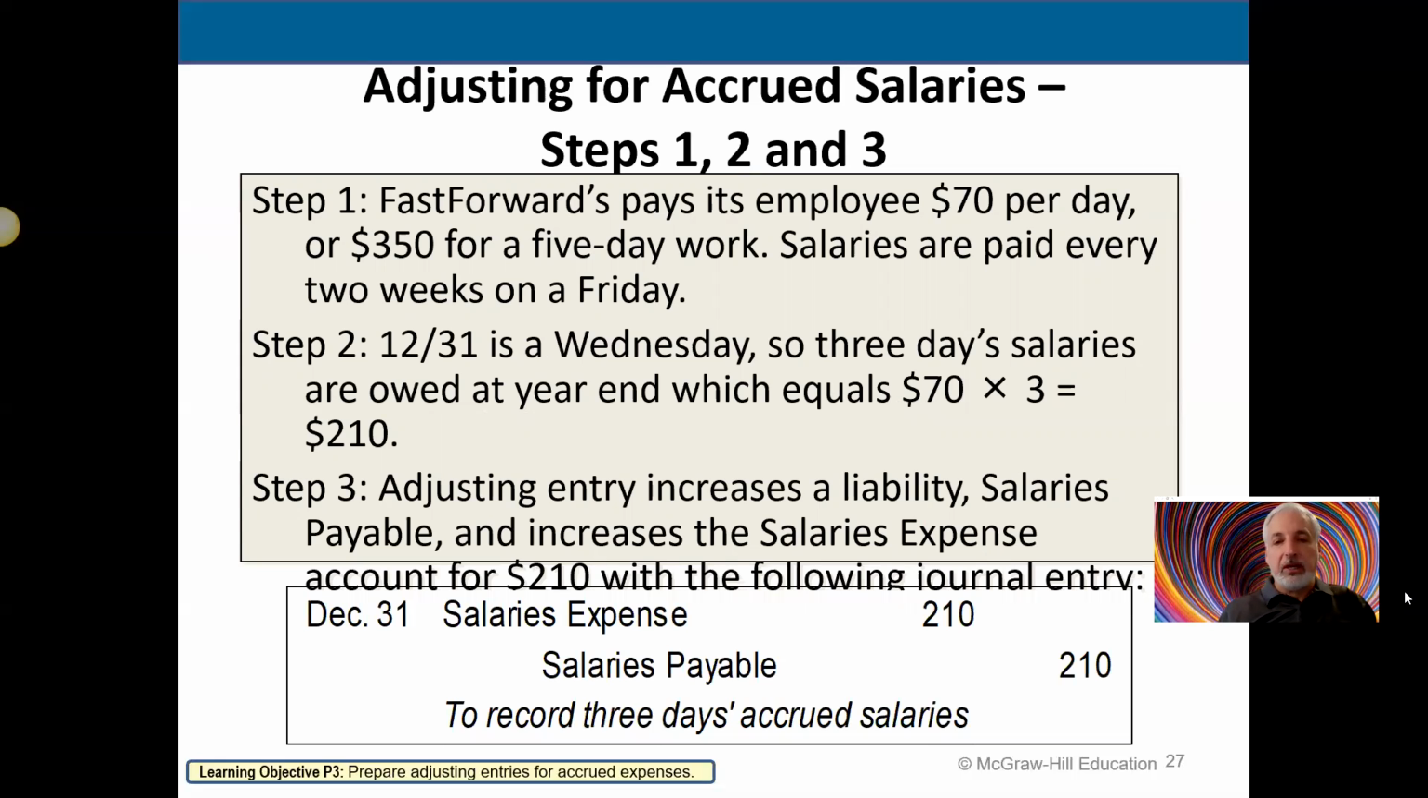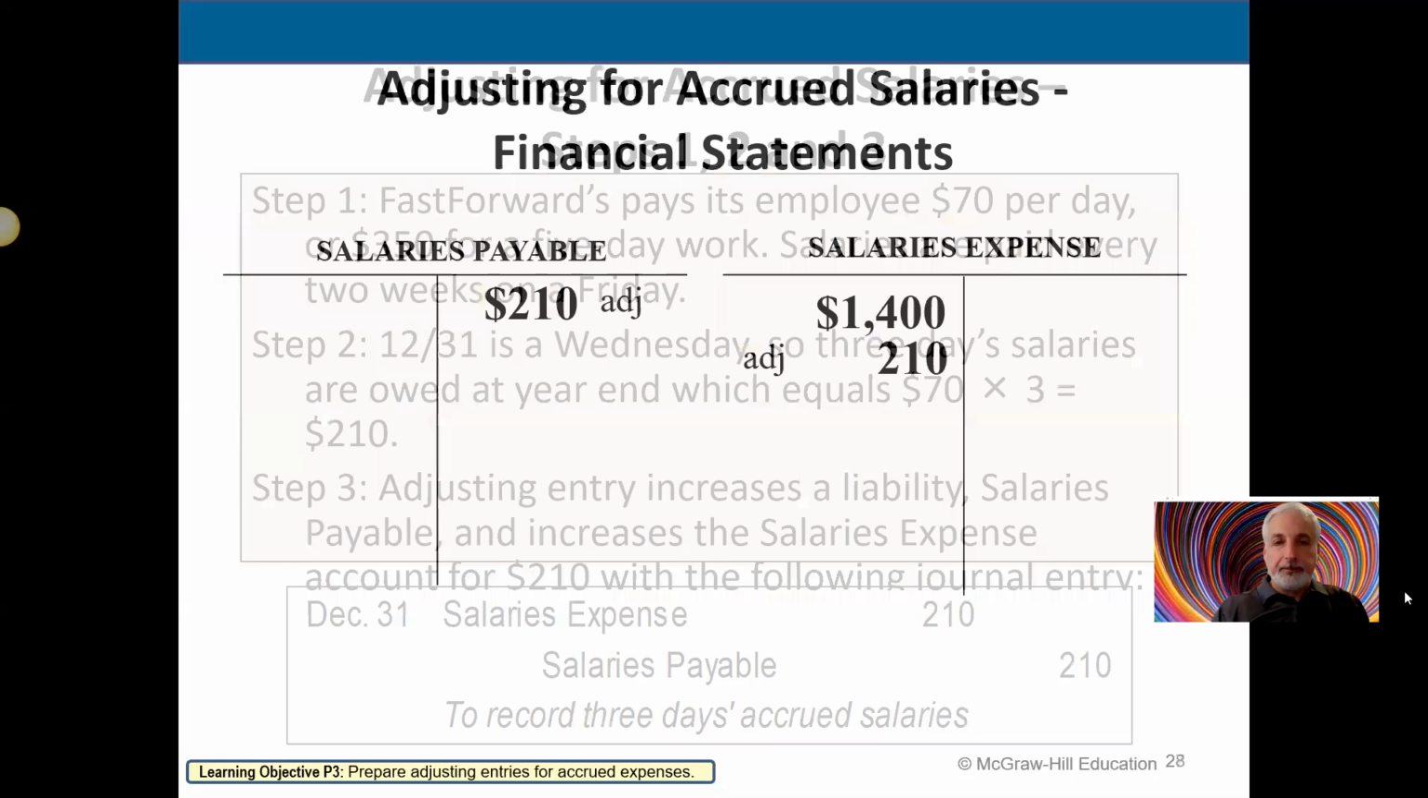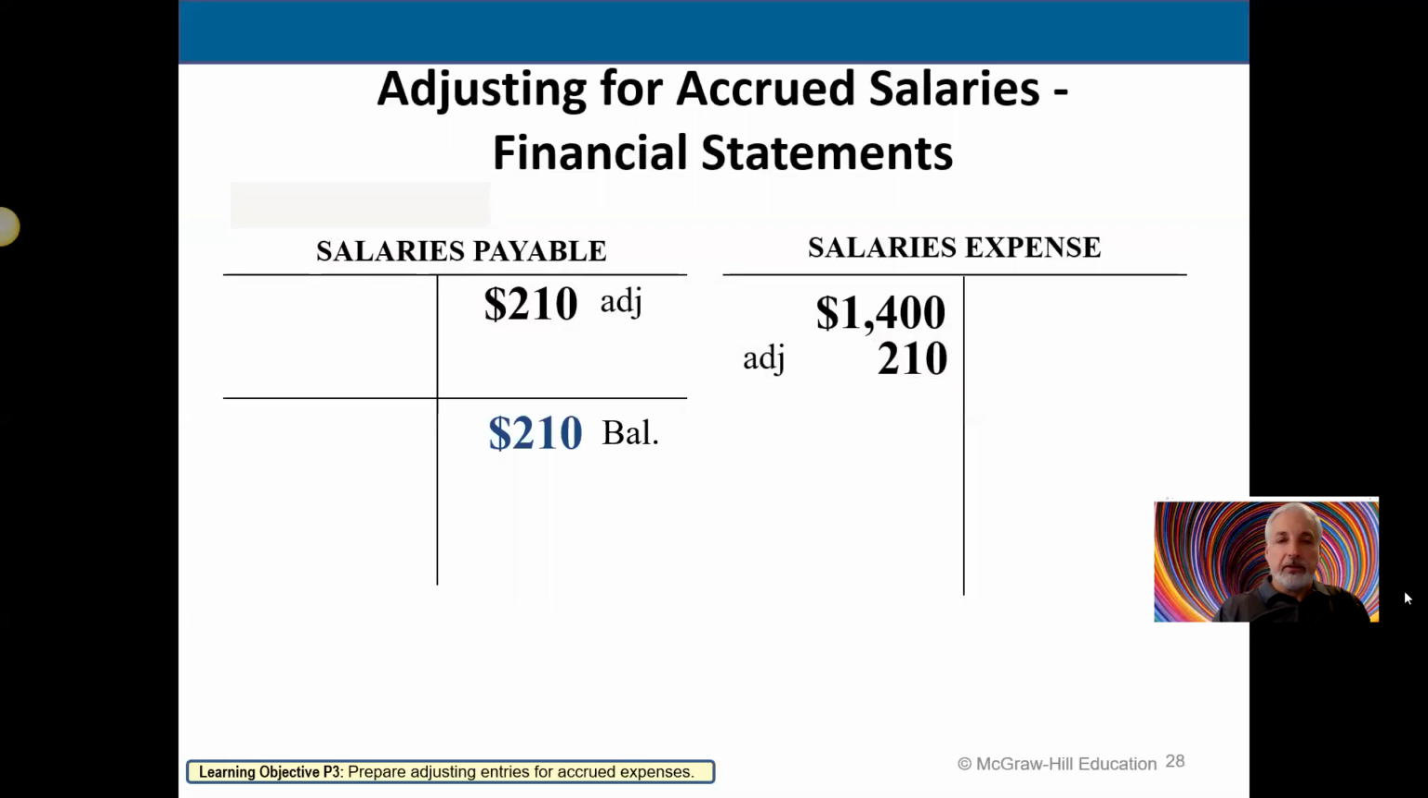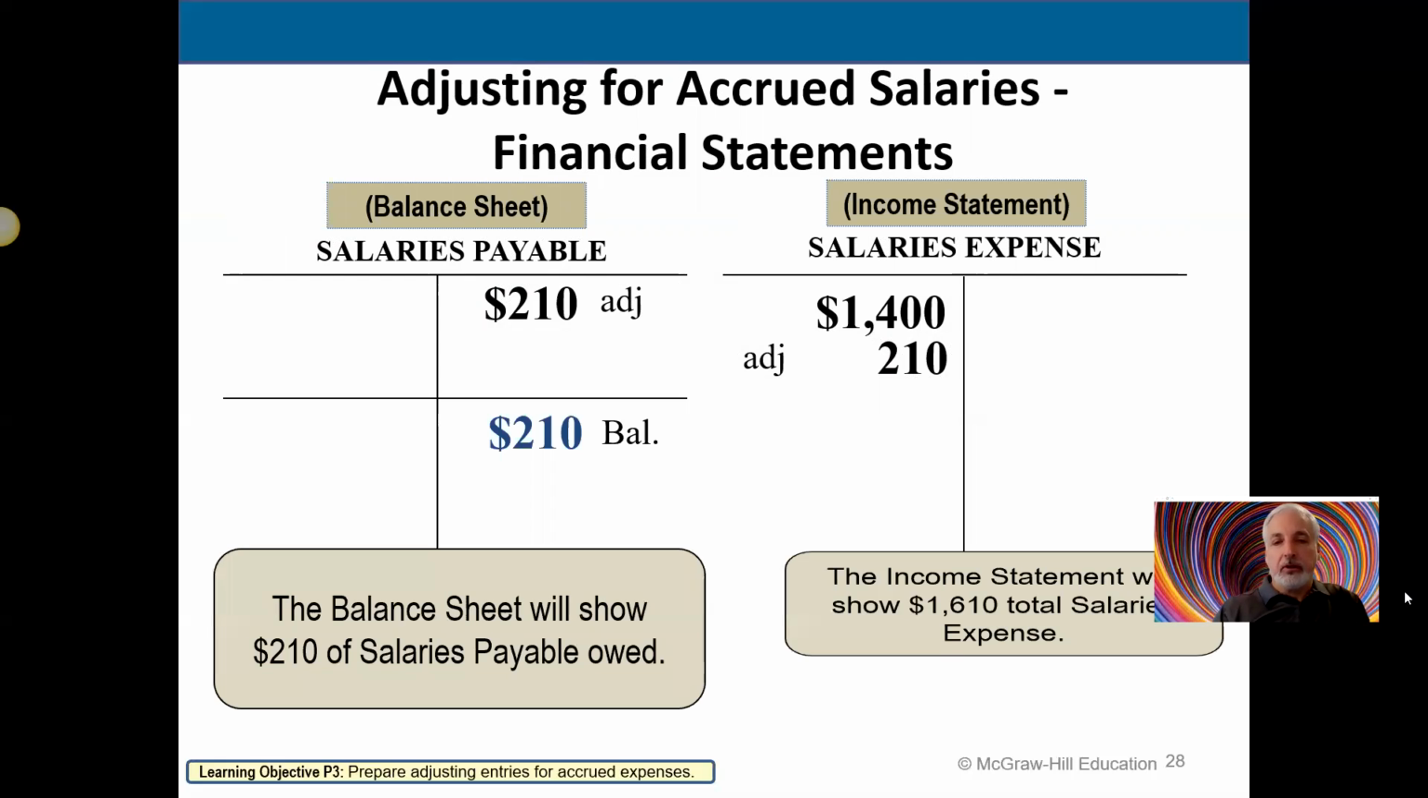It looks like this: debit the expense for $210 to record the expense associated with those 3 days that we haven't paid yet, and record the salary payable, the obligation to pay. With that obligation to pay, it's on the balance sheet. I've got a salary payable. It'll clear out when I write the check next week. So here's what it looks like. $210 will be recorded in salaries payable, and salary expense will be increased by $210 because we had 3 days' worth of work that we needed to record.